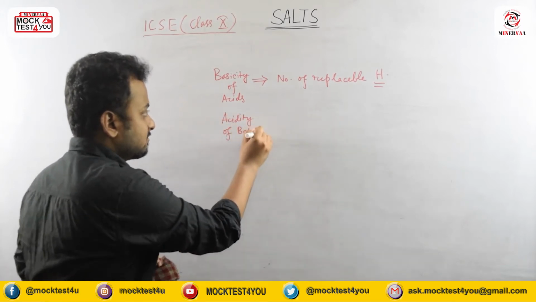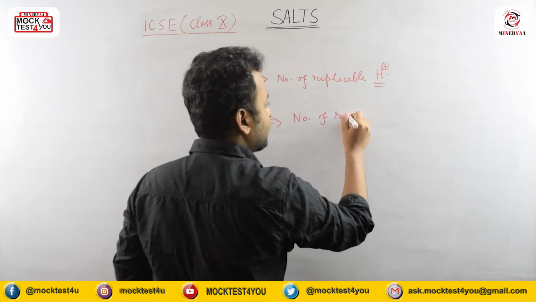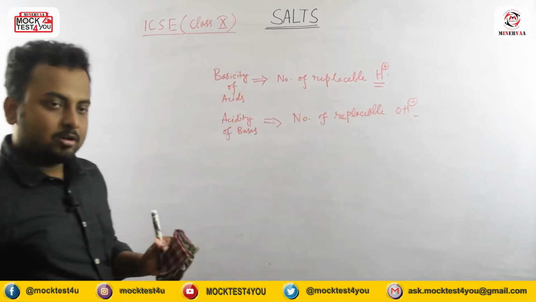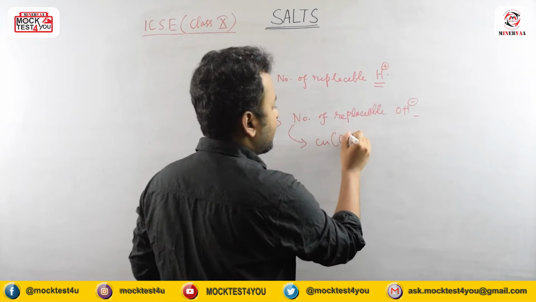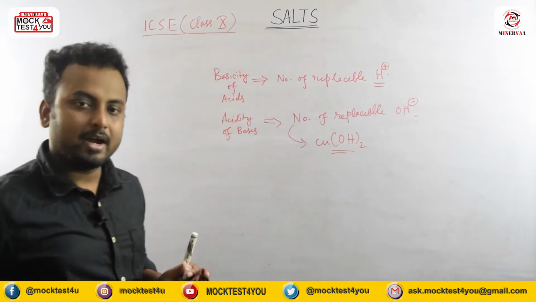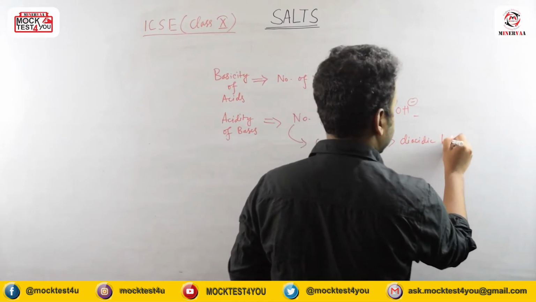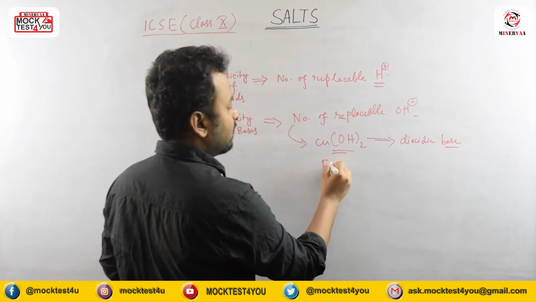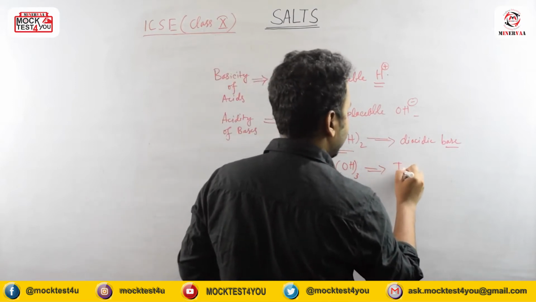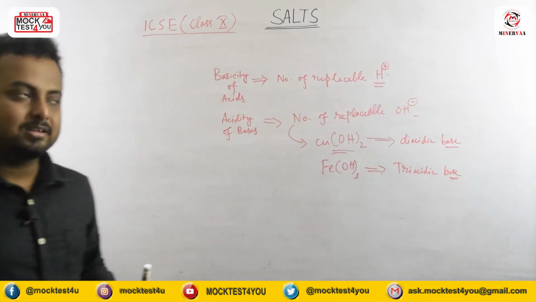And the acidity of bases. What is the acidity of bases? Number of replaceable OH minus. Suppose we have copper hydroxide. There are two OH groups present which are replaceable, right? So this is a diacidic base. If you are taking ferric hydroxide, we get a triacidic base. Is it clear to you?